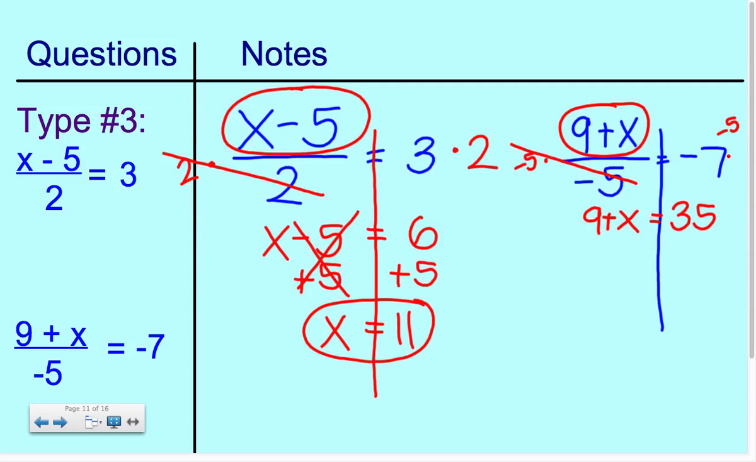Now to get x alone, I have to get rid of the 9. The 9, since there's nothing in front of it, is positive, so that means I have to subtract. 9 and negative 9 make 0. I'm left with x equals 26.